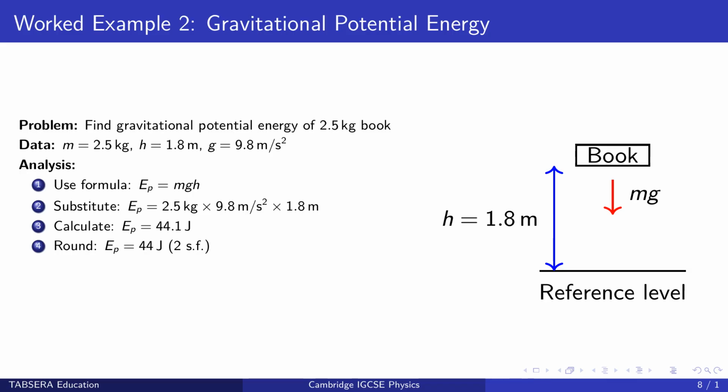2.5 times 9.8 equals 24.5. Then 24.5 times 1.8 equals 44.1 joules. Fourth, round appropriately. Since our data has 2 significant figures, the answer is 44 joules. The diagram shows the book at height h above the reference level, with gravitational force acting downward.